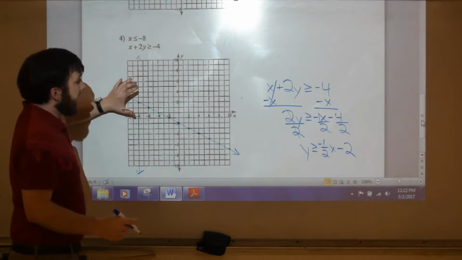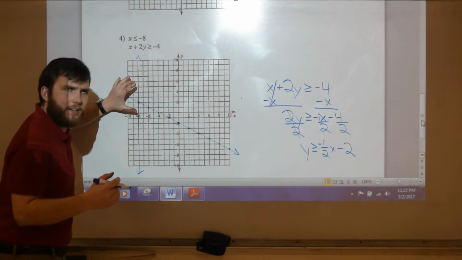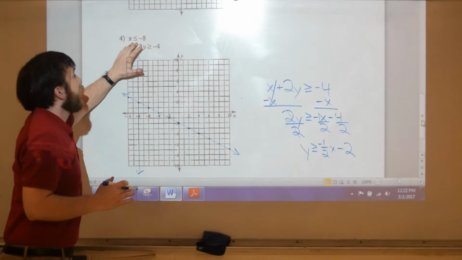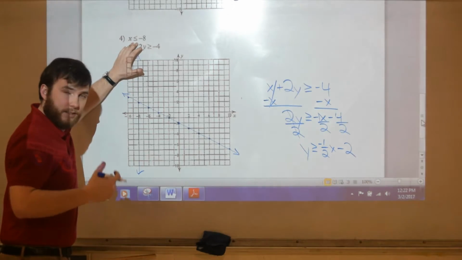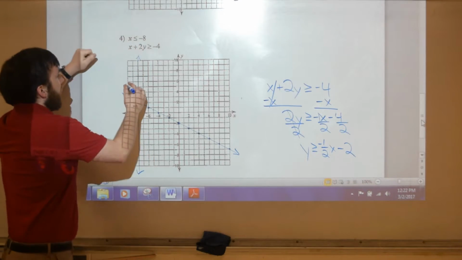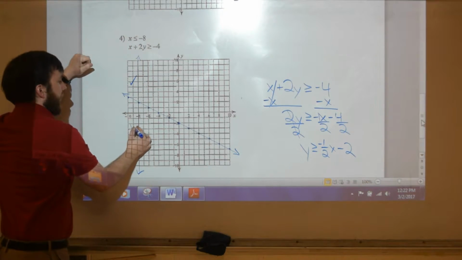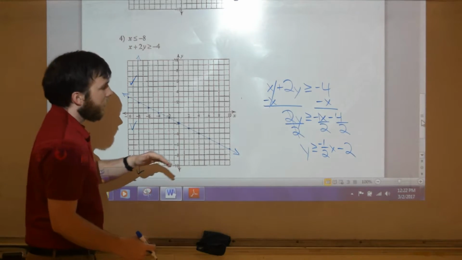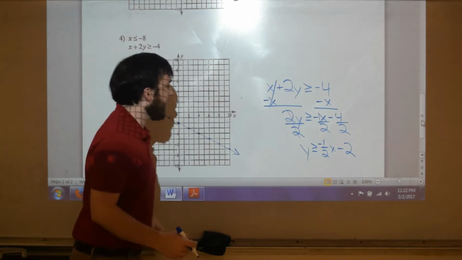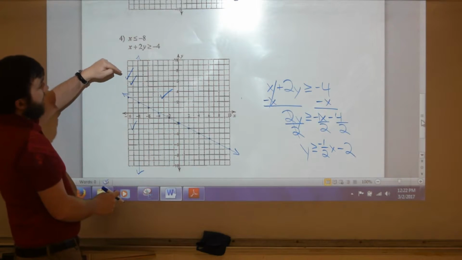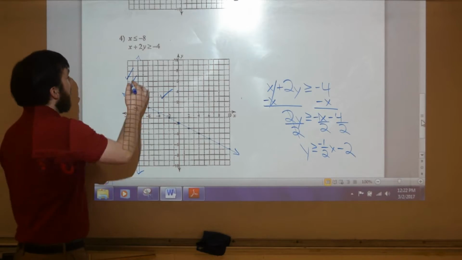Okay, when you have a vertical line, you're not going to shade above or below it, you're going to shade right or left. Since this is less than, I think you would probably figure out that's going to be the left side. So that could be that section or that section to the left of your line. For our second line, it was greater than, above. So this is actually going to be this tiny section up here.